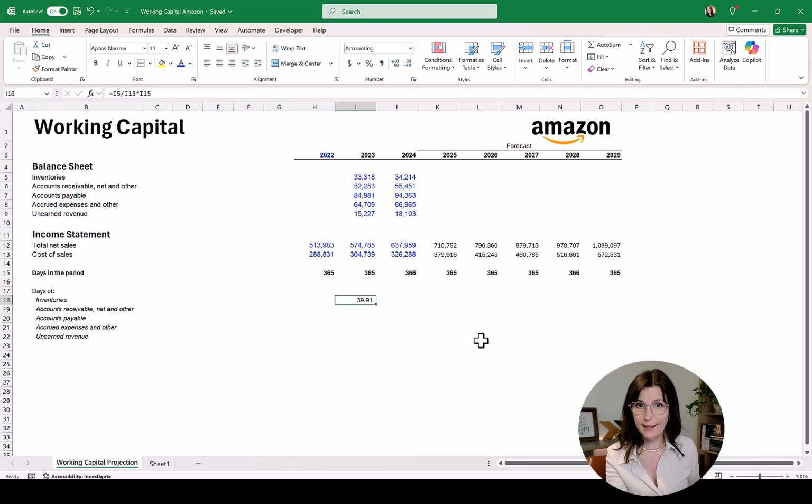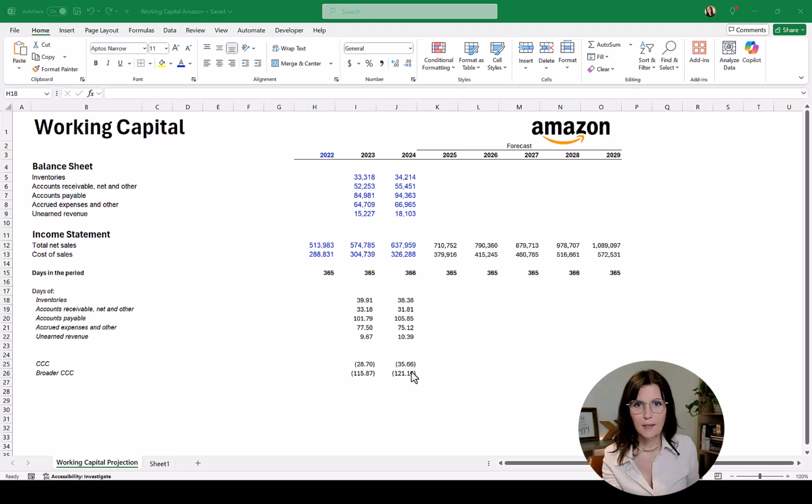So I'm going to calculate the others based on what makes sense to each account. In the case of inventories, it makes sense to calculate based on the cost of sales. But in the case of accounts receivable, for example, or unearned revenue, it makes more sense to calculate based on sales, because that's totally related to sales. So that's why I brought both sales and cost of sales right here. And that's how I'm going to calculate all of those lines in days. So after calculating each one of the lines in terms of days, based on what makes more sense for each one, I have here the days of inventory, the days of accounts receivable, accounts payable, accrued expenses, and unearned revenue.